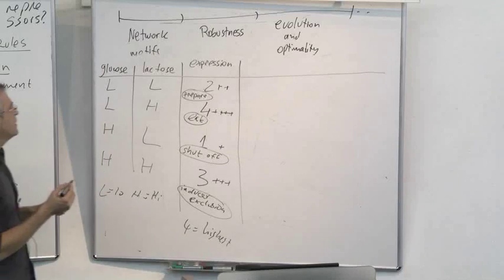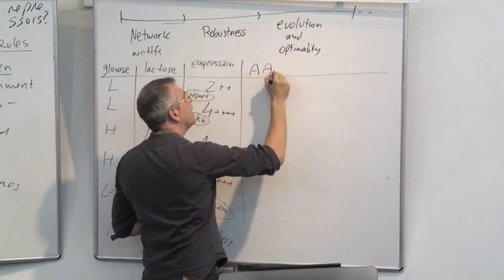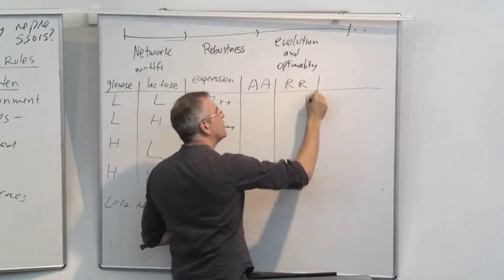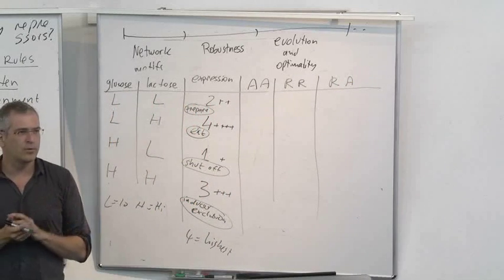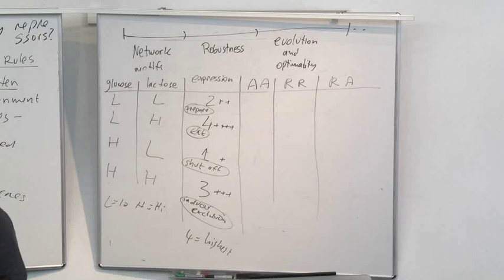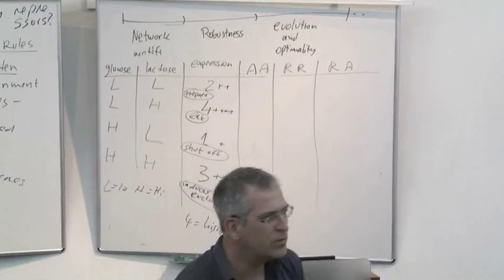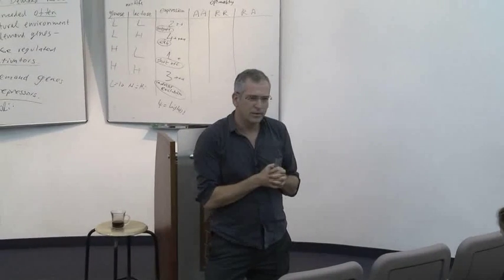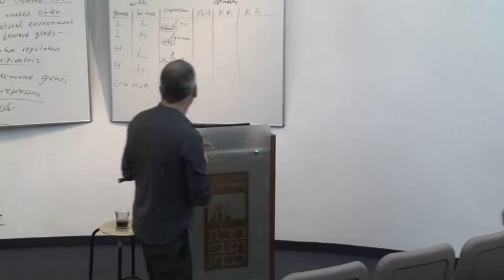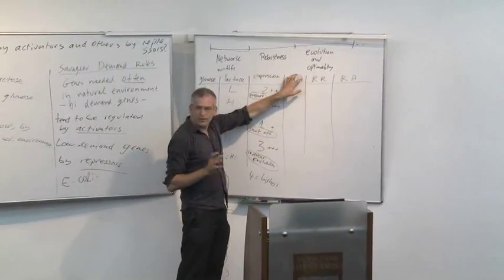Now let's think about 3 different modes: activator, activator, repressor, repressor, and repressor, activator. These 3 possible modes. And consider which of these 4 expression states now is the most error prone, and which of these states is the least error prone. Okay? So activator, activator, here's how the logic goes.